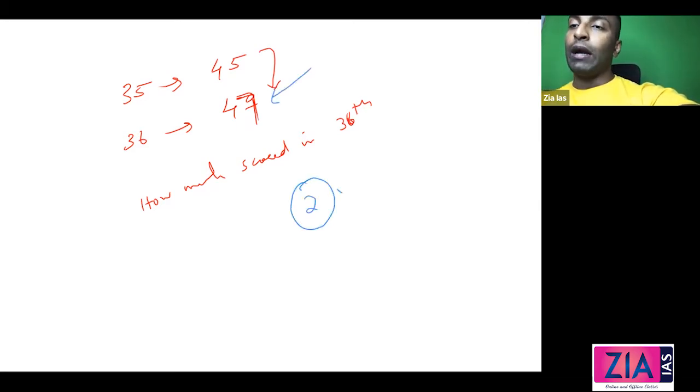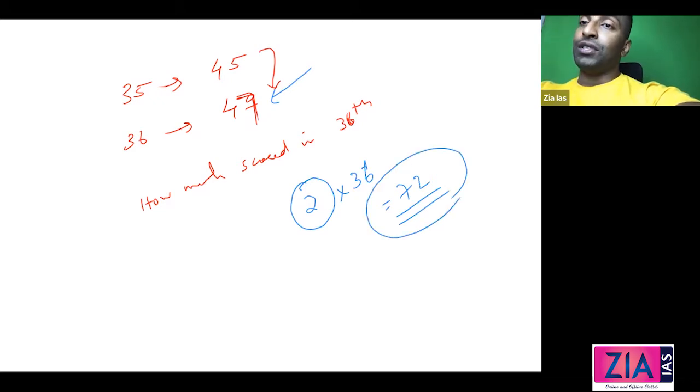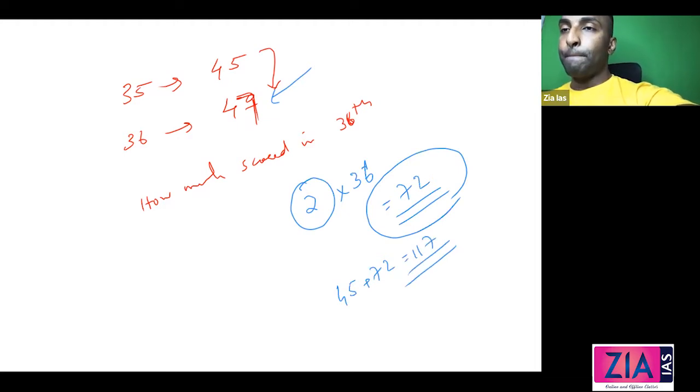Earlier we divided, now multiply. 36. What you get? 72. So he scored not 72 runs, he scored 72 extra from average. So if you need to get that, 45 plus 72, that is 117. Okay, so this is one easy way to do it rather than making it very complex.